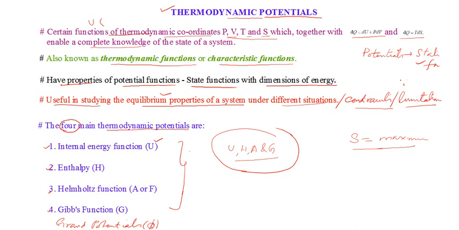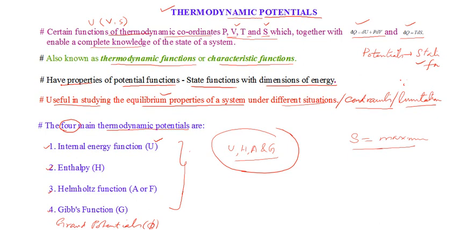Can you see that I have used dq equal to dU plus pdV, or dU equal to dq minus pdV, which is nothing but the first law of thermodynamics, and also I have substituted dq equal to TdS. These enable a complete knowledge of the state of the system, and this is what we have to justify. This second part of the definition I have to justify. So this is what we are defining.